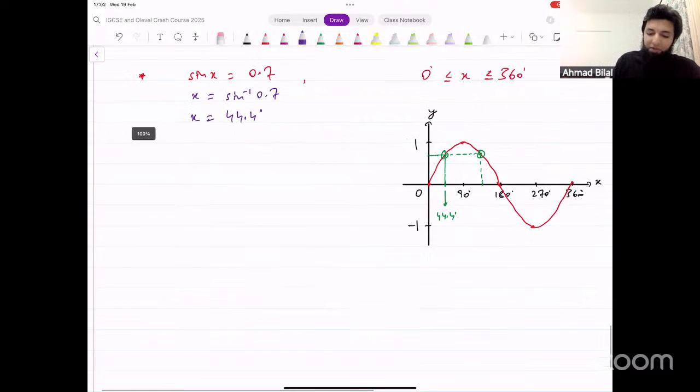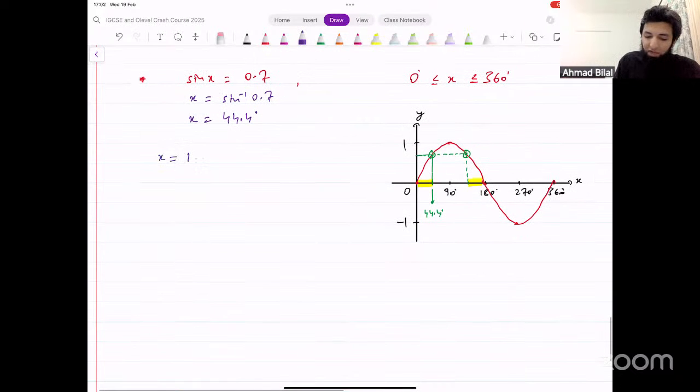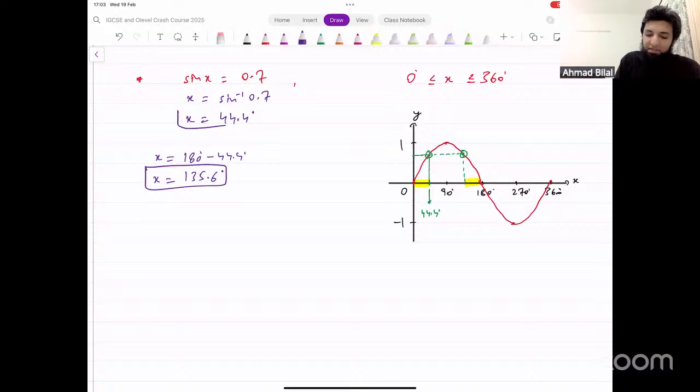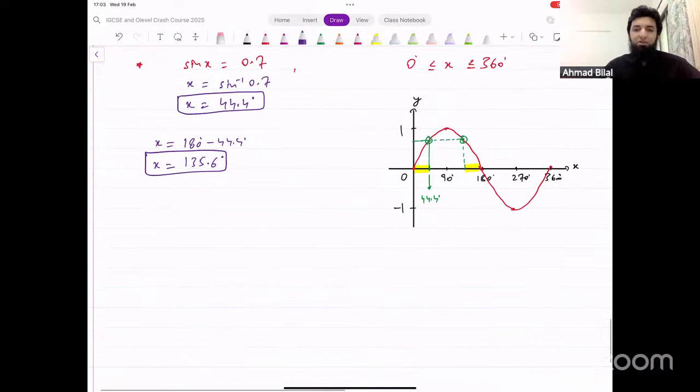What's the other value of x that we get? It's 180 degrees minus 44.4 degrees. Because of the symmetry, you can see what that is. That's 135.6 degrees. That's the other value of x. We've got x equals this and x equals this. This is the solution to this equation.